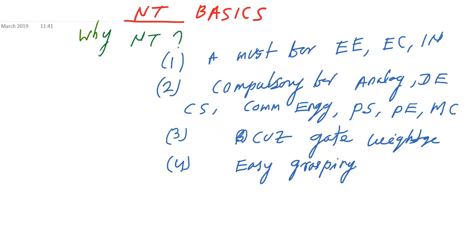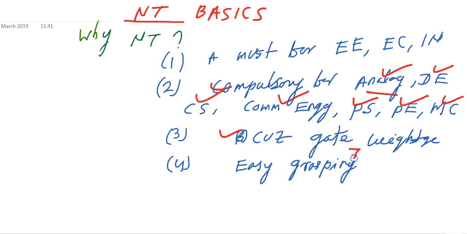We are going to discuss network basics. Why do you want to study network theory? It is a must for electrical engineering, electronics engineering, and instrumentation engineering. It is a compulsory requirement for analysis of analog electronics, digital electronics, control system, communication engineering, power system, power electronics, machines. GATE weightage is 7 to 10 marks. Relatively easy to grasp, and there are chances of scoring full marks in the GATE and ESE exam.